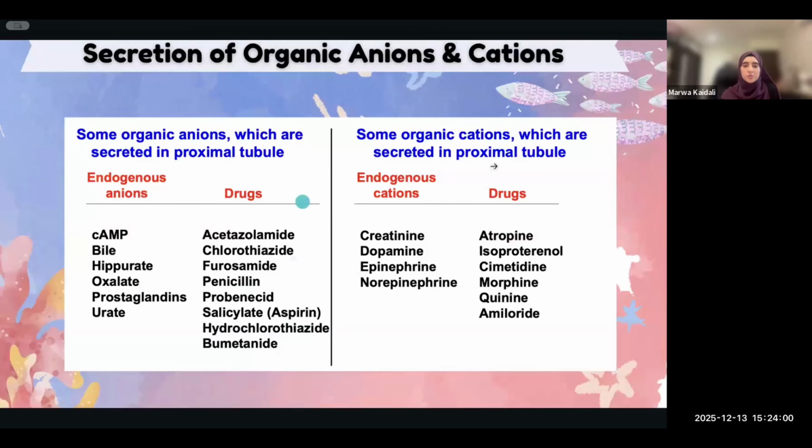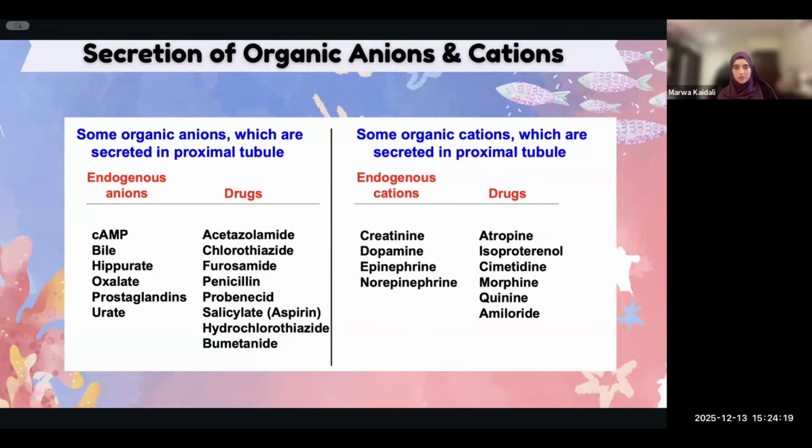Now let's move on into this part. Before I get into it, I just want to let you guys know that you do not need to know any of these drug names or endogenous anions or endogenous cations. You do not need to know any of these names. All you need to know or understand is the concept behind it.